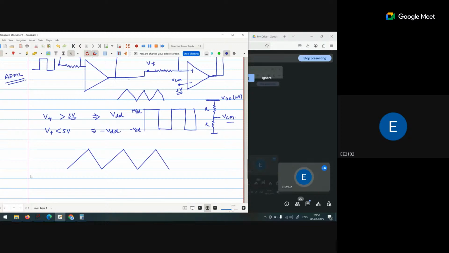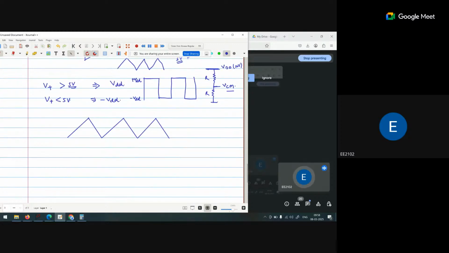This is my ramp signal. Now with this ramp signal, I just mentioned that this is my 5 volt. So if V plus voltage is greater than 5 volt, we are getting a plus VDD. So for this duration, we are getting a plus VDD voltage.